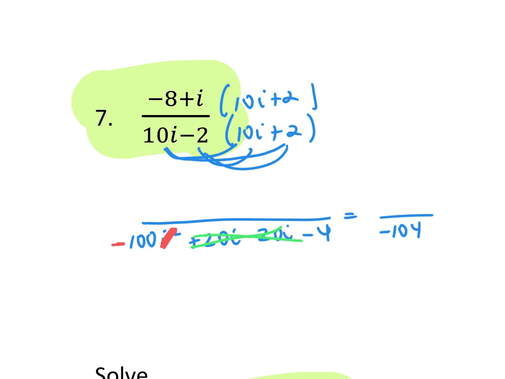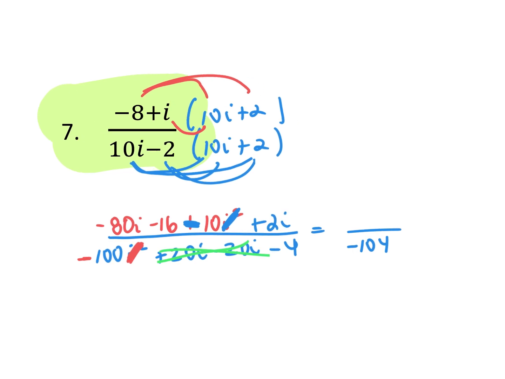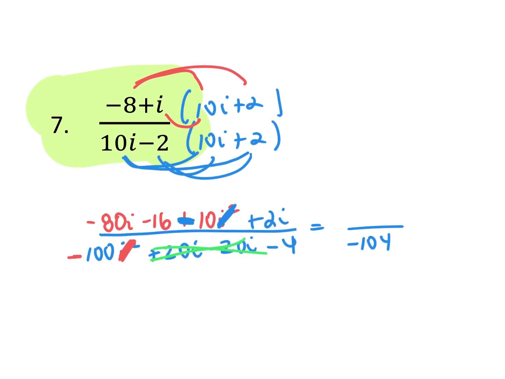And now let's just go to the top. What's negative 8 times 10i? Negative 80i. What's negative 8 times 2? Negative 16. What's i times 10i? Plus 10i squared. Oh, I see an i squared. What should I do? Cross it off and change the sign. Do that right away so you don't forget. And then the last thing I have is what? Plus 2i. We combine real with real, imaginary with imaginary.